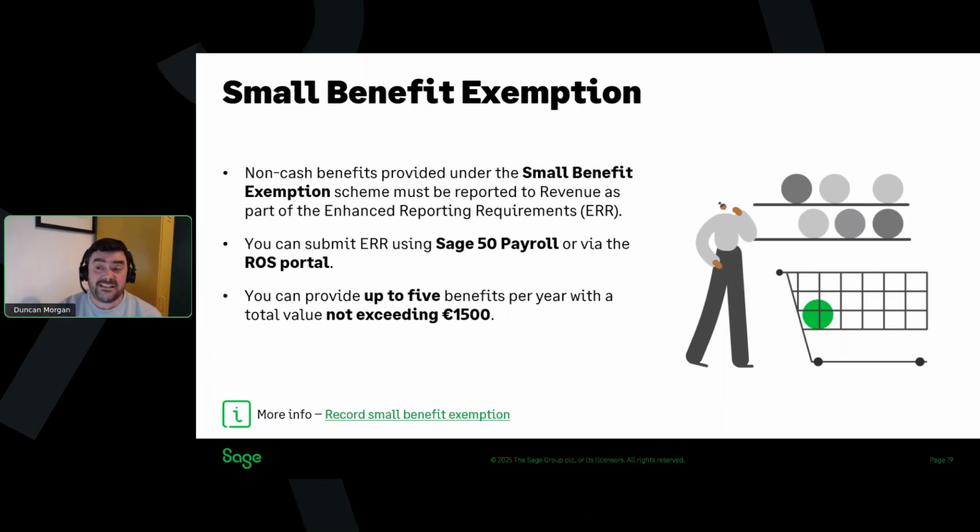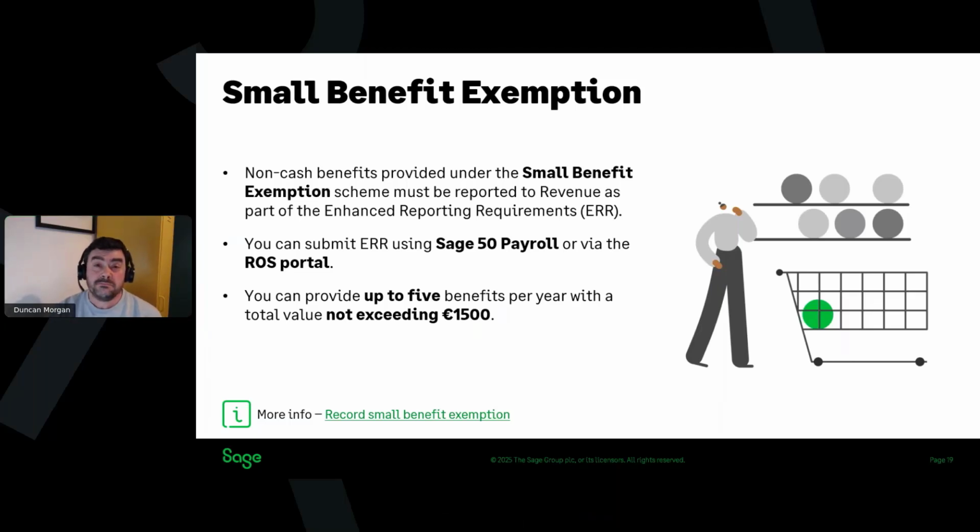Now, a small benefit is a non-cash payment. So it could be something like a gift card or a small gift. And under this scheme, you are allowed to provide up to 5 small benefits per tax year, so long as the total value does not exceed €1,500.